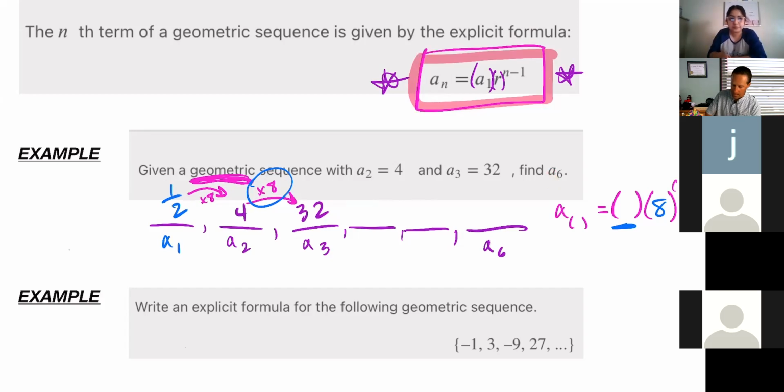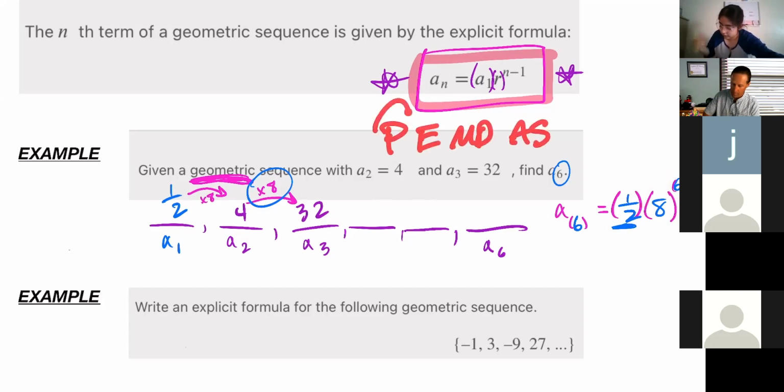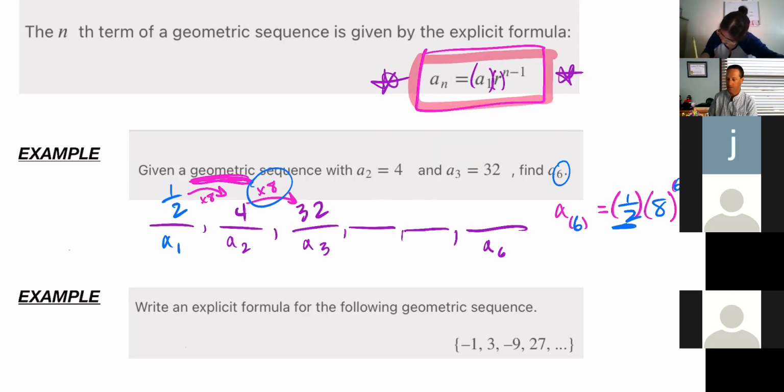So we now know that A1 is 1/2, and the n that we want is 6. Now careful guys, this is where most people make mistakes. Can I take half of 8 right now? No. Remember, we do not multiply before we deal with the exponents. That's parentheses, exponents, multiply, divide, add, subtract, order of operations that Richard had mentioned.